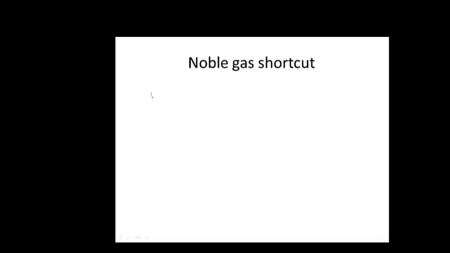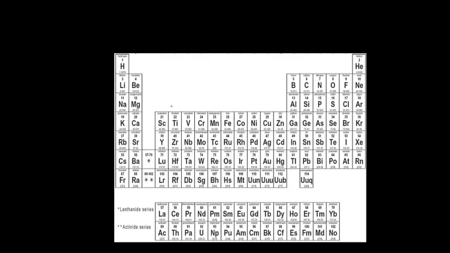Alright, let's try this again. The last video all of a sudden cut off here, so we'll start back at noble gas shortcut. Alright, noble gas shortcut. Let's look at something like sulfur. So to do noble gas shortcut, you first find your element. We go here and we find sulfur.